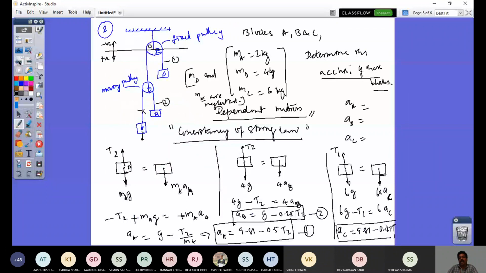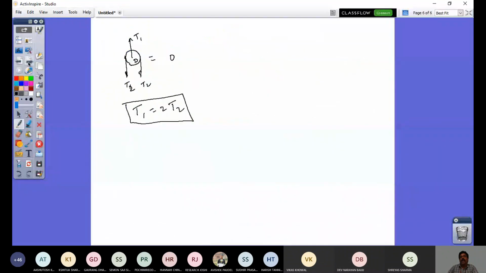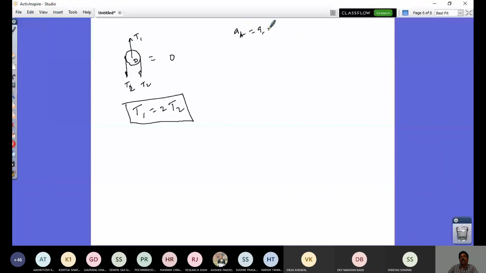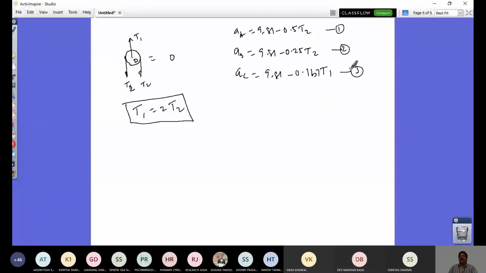So the first equation is AA equals 9.81 minus 0.5 T2. That's my equation 1. And equation 2 is AB equals 9.81 minus 0.25 T2. And the third equation AC is 9.81 minus 0.167 T1. That's my third equation.